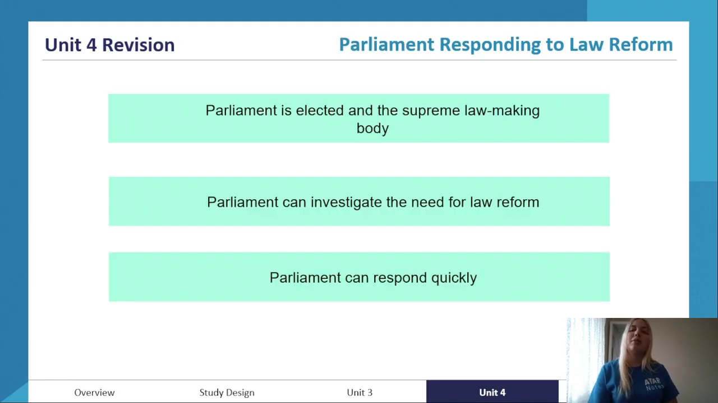How Parliament may respond to law reform. So, first of all, they're the elected and supreme lawmaking body, meaning essentially they can easily respond to law reform, pass new law and legislation.